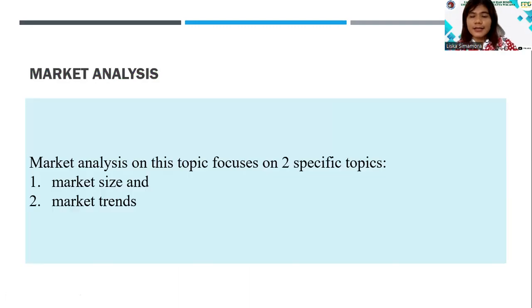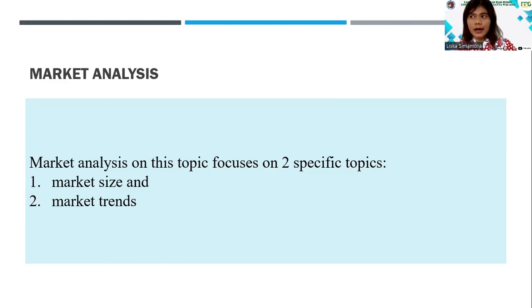So market analysis in this topic focuses on two specific topics. The first one is market size, and the second one is market trends. Why do I only focus the market analysis on these two topics? First, because most of the students in this class are new to entering the market.